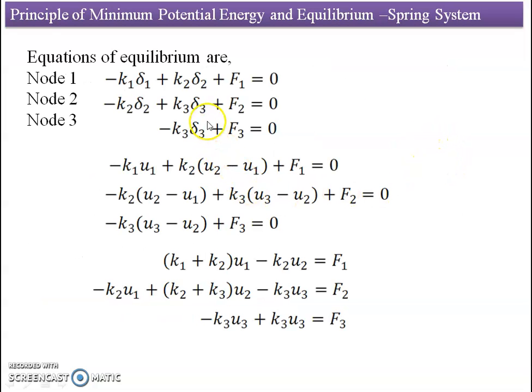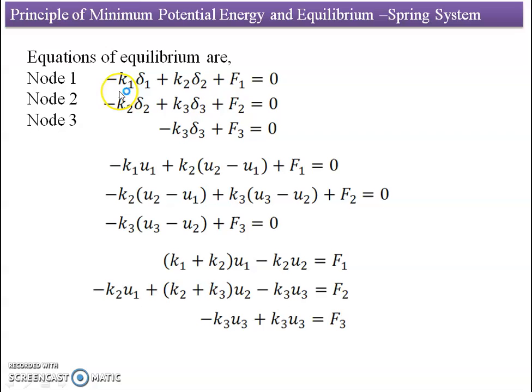Now let us go in depth with reference to the calculation related to the equilibrium equation. I am going to write the equilibrium equation with reference to the figure we have just discussed. At node 1 it will be K1 delta 1, where delta 1 will be in negative sign because it's going to be in the opposite direction, plus K2 delta 2 plus F1. So these are going towards the right hand side, these are going towards the left hand side.